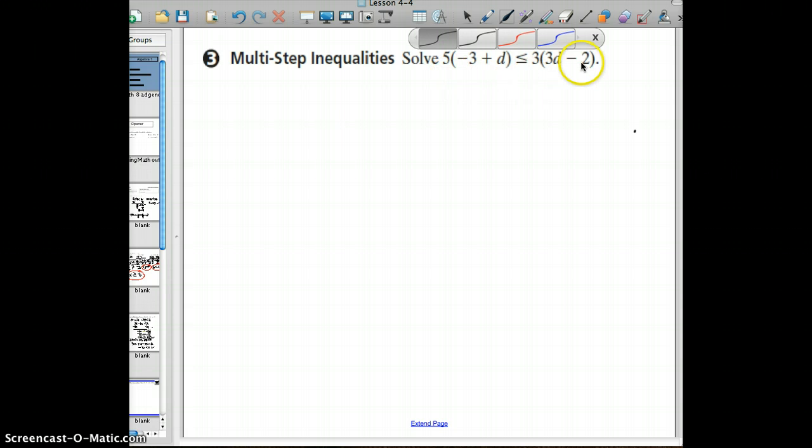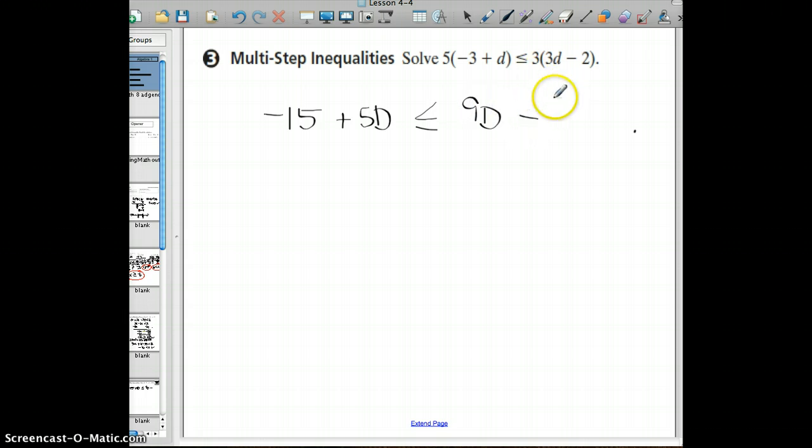With this inequality, you want to, again, distribute and combine like terms. It's a big equation. Just work it the same way you have in the past, taking your time and showing all of your steps. So we're going to first of all distribute the 5 to the minus 3, which we get minus 15, plus the 5 times the d, which gives us 5d. That is going to be less than or equal to 3 times 3d, which is 9d, minus 3 times 2, which is 6.